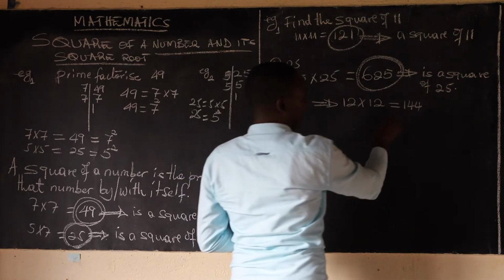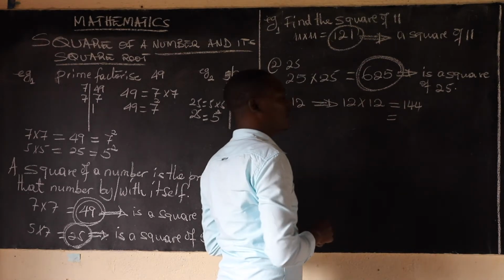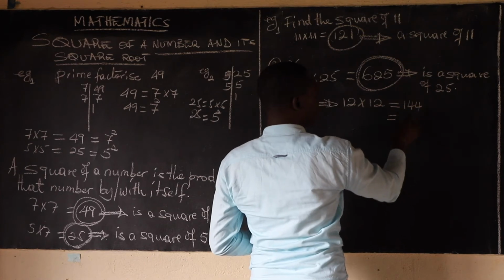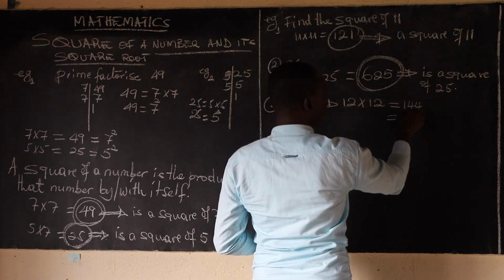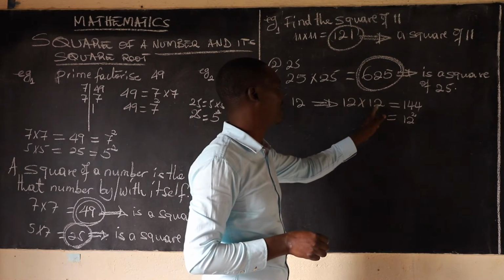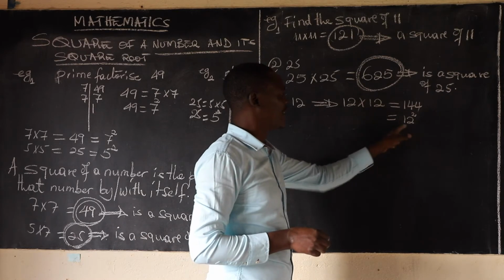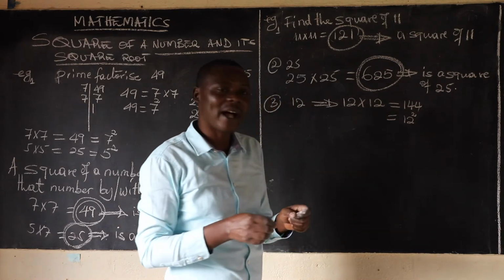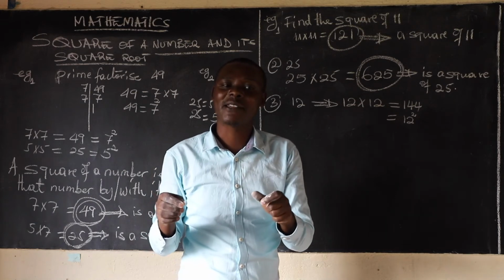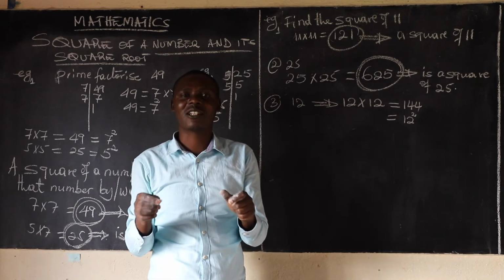But it can again be written in the power form or in the form of indices, that is 12 power 2, because it is 12 that was multiplied 2 times. Now, what will this help us? It will help us to get the square of the numbers which are not having exact squares.